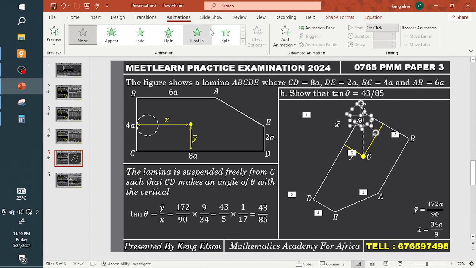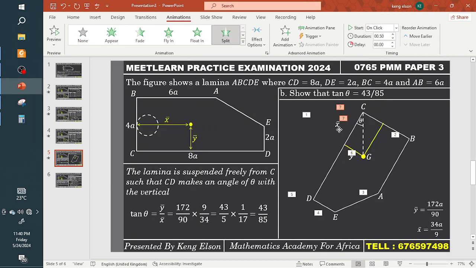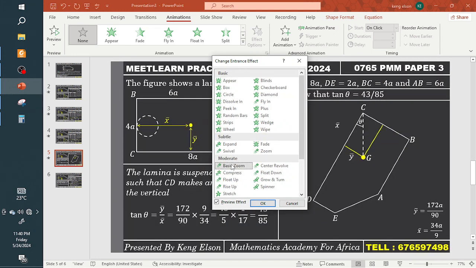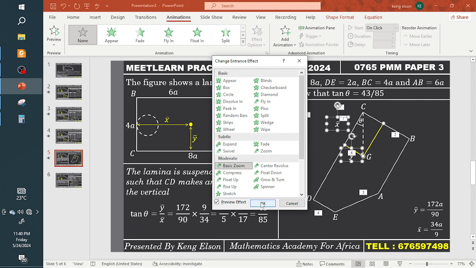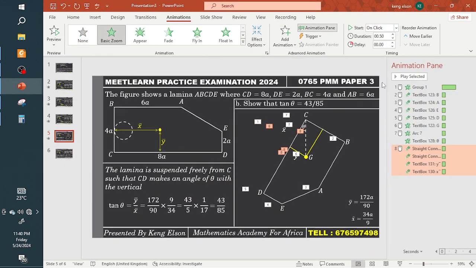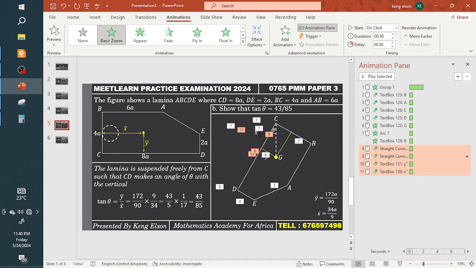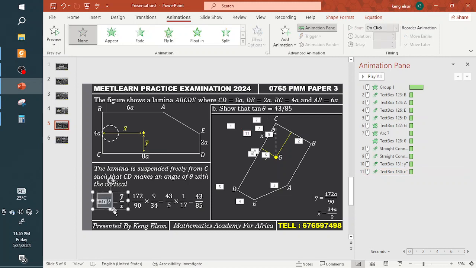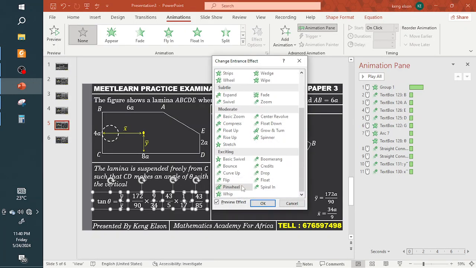Theta, now I talk about vertical, horizontal distance. Horizontal is this, vertical is this. Go to basic zoom. Let me see, compress. No, basic zoom. Okay, animation on click, bring it back to its position. Apply my tangent directly. And that's the proof. I go to wipe.